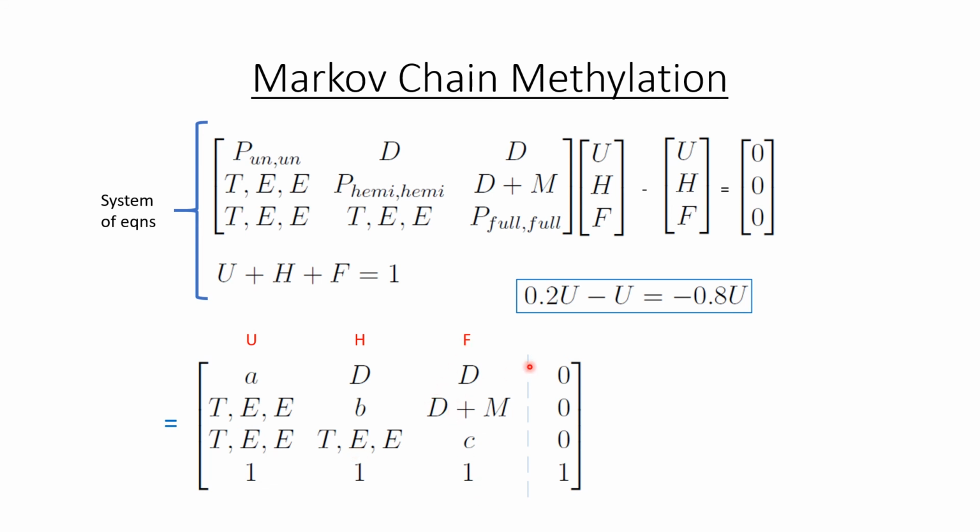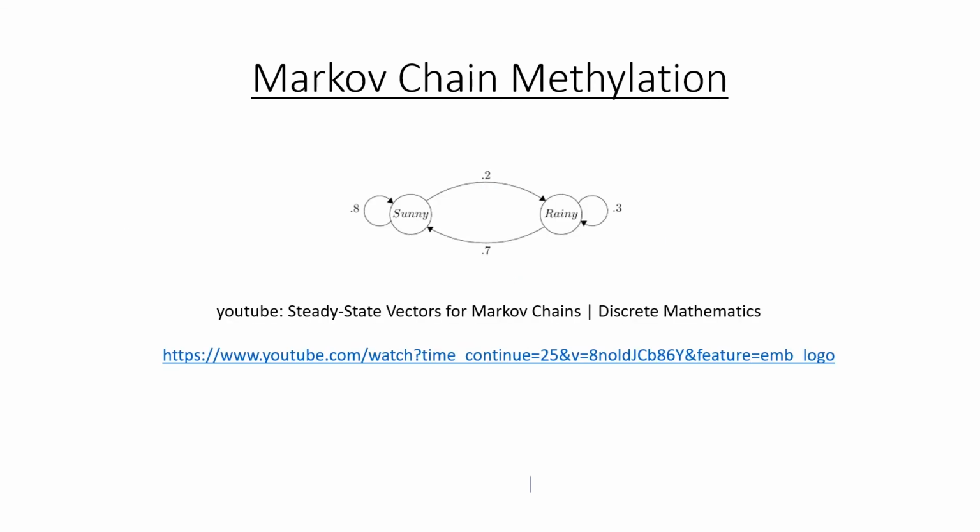And the way we solve the system is actually really simple. Use row reduction, Gauss-Jordan elimination. So the setup, this might be a little complicated. If it is, there's actually a really great video on YouTube. Just Google YouTube steady state vectors for Markov chains, discrete mathematics, and they do some math for a two-state Markov chain. They make it really simple to follow.